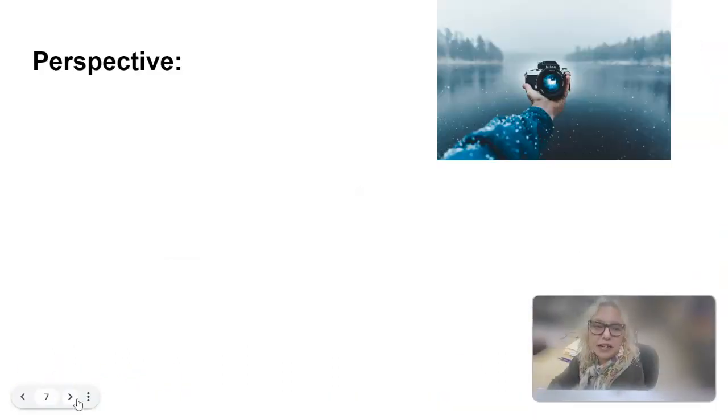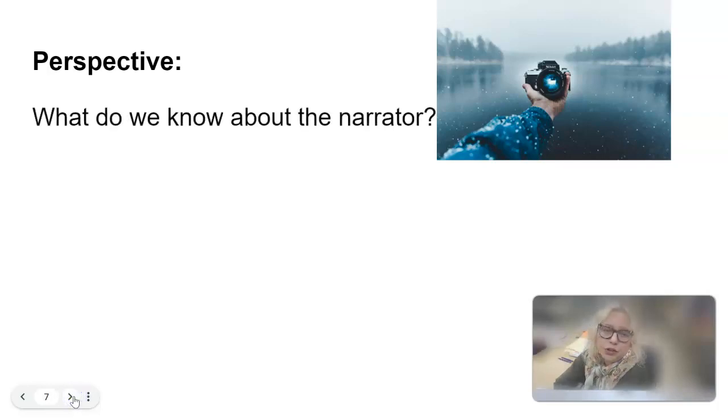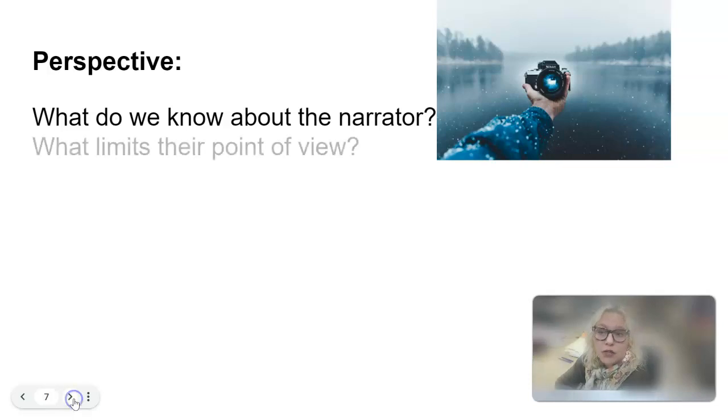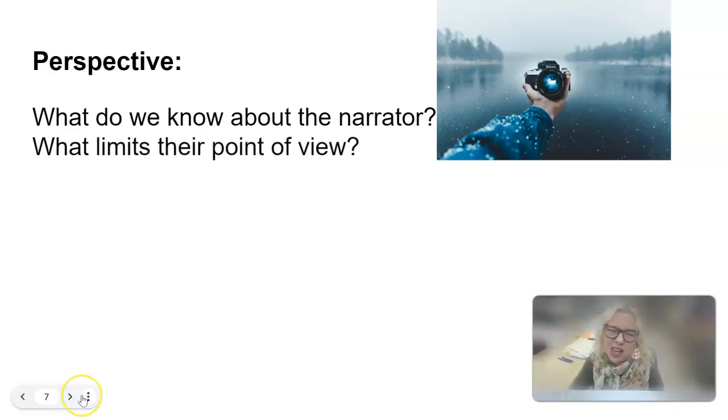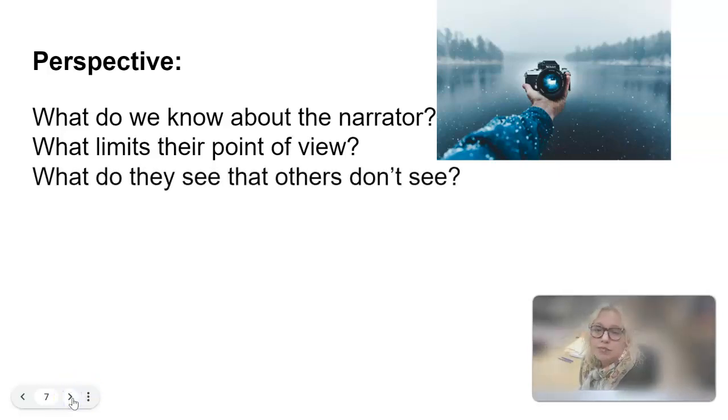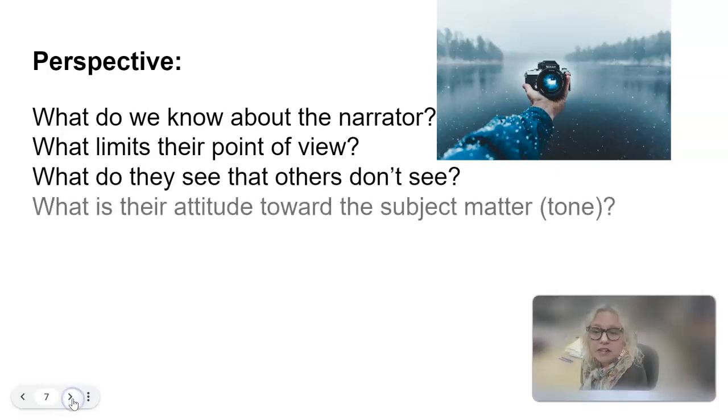All right, perspective is who is telling the story. Whose point of view is the story being told from? And so you're looking at the narrator. What do we know about the narrator? Do they have anything that limits their point of view, like the narrator of Charles? What do they see that others don't see? Maybe they have a wider perspective. And what's their attitude? How do they feel towards the subject matter? What is being described? That's tone.